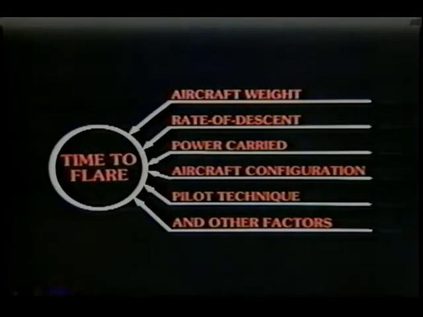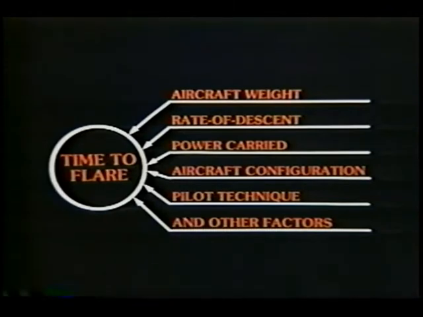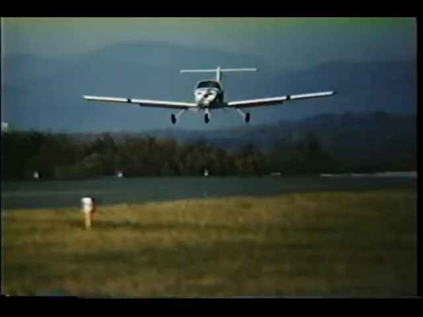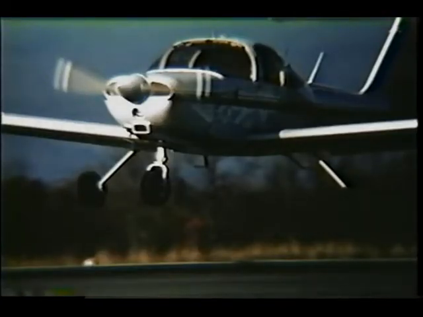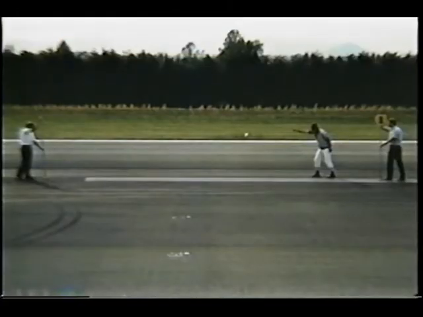The length of time it takes to flare can be affected by such variables as aircraft weight, rate of descent, the power being carried, aircraft configuration, pilot technique, and so forth. During the flare, you are constantly changing pitch attitude as airspeed and height decrease. And when your airspeed finally dissipates to a point at or just above stall, the airplane settles onto the runway. Now you can begin to see why the aim point and the touchdown point are always some distance apart.